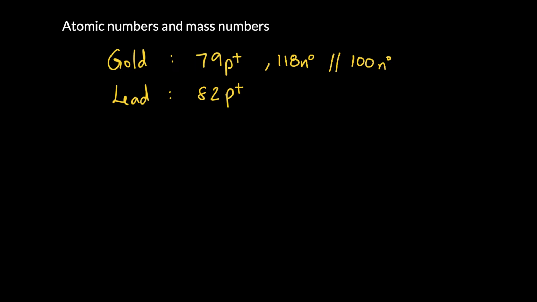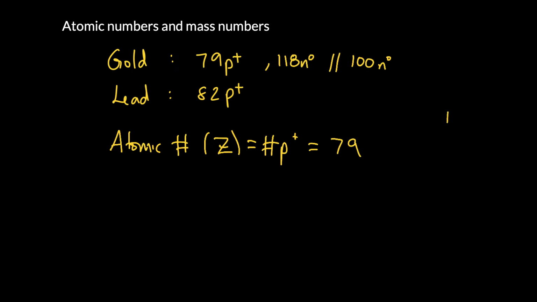And the way we do that is we use two numbers called the atomic number and the mass number. The atomic number, which we use the symbol Z for, is the number of protons. And so all atoms of gold have 79 for their atomic number. In fact, that's what makes gold gold. If you look on the periodic table, you normally see gold written as Au, and above it you see that number 79. That 79 is the atomic number.